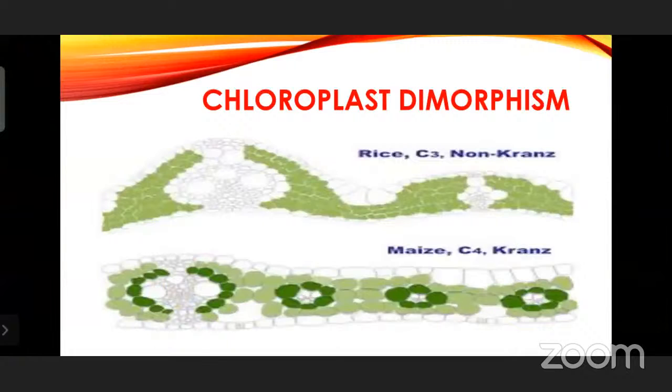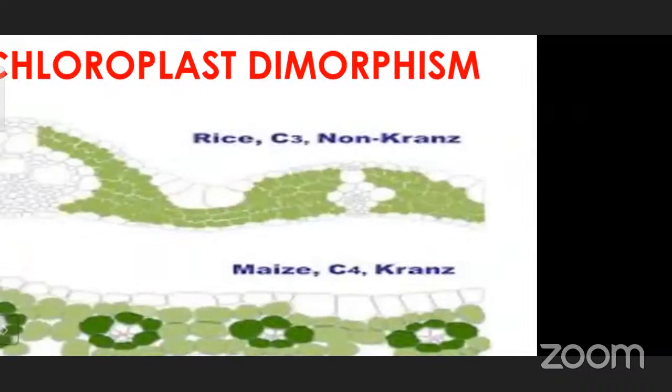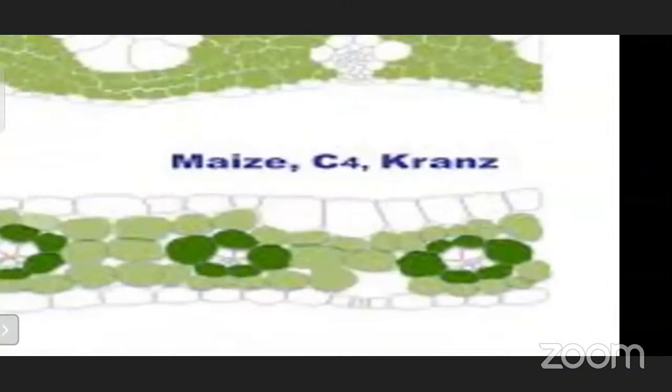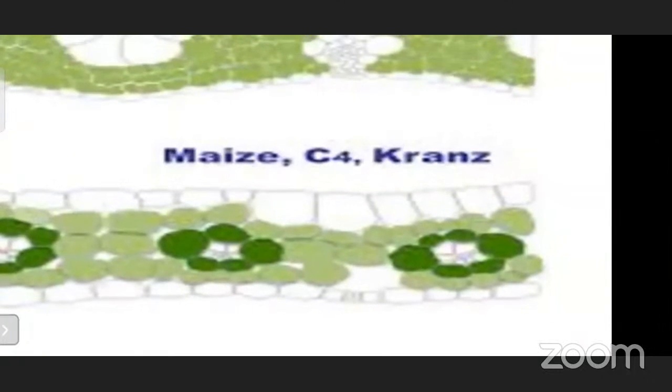Next, here one more picture is also given, Kranz anatomy and non-Kranz. You can see the rice. In the rice, C3 cycle will be taking place, and in the Kranz anatomy, the chloroplast dimorphism can be seen. That will be termed as C4 cycle or C4 plants, and the maize plant is an example for C4 plants. In detail, you are going to learn about C3 cycle and C4 cycle. The C4 cycle, or Kranz anatomy, has bundle sheath cells having chloroplast dimorphism, that means having the mesophyll cells and bundle sheath cells.